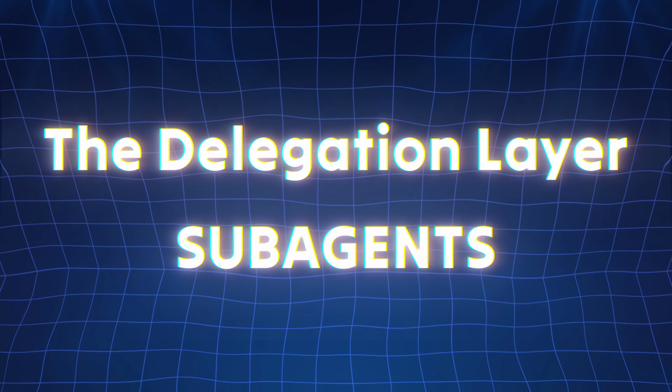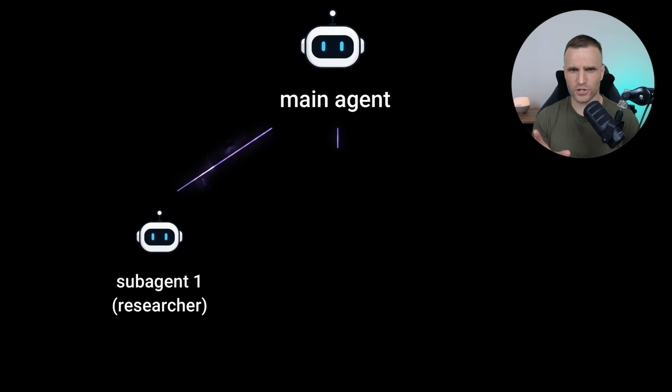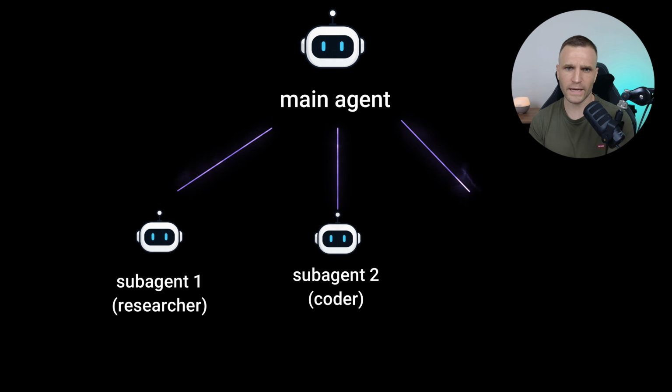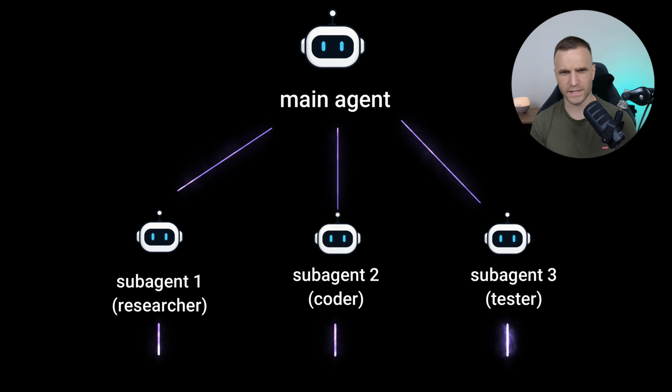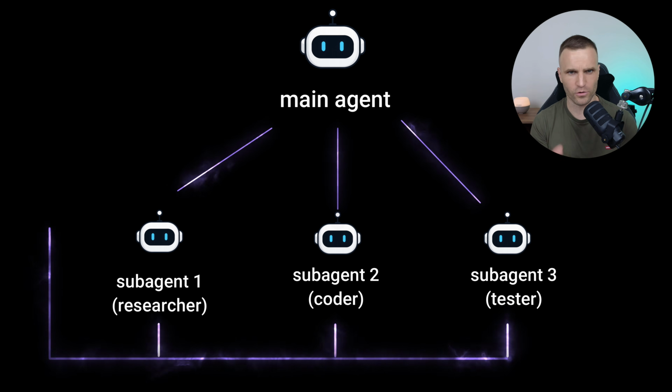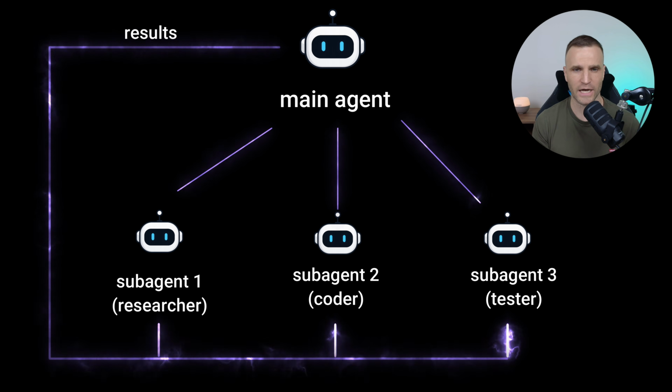Third, the delegation layer with subagents. There are hundreds of ways to build AI agents right now. Most take too long. Claude Code gives you a faster path. You can spin up a real agent in minutes. So what's a subagent? Think of it as a specialized worker with its own context window, its own system prompt, and its own tool access. Instead of putting research, testing, and debugging into one giant conversation, you hand a specific job to a focused worker and get back just a result.